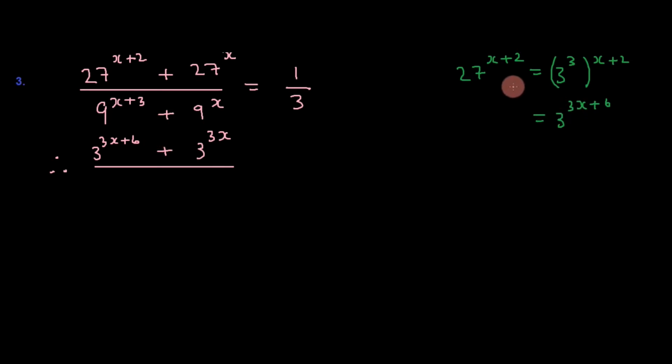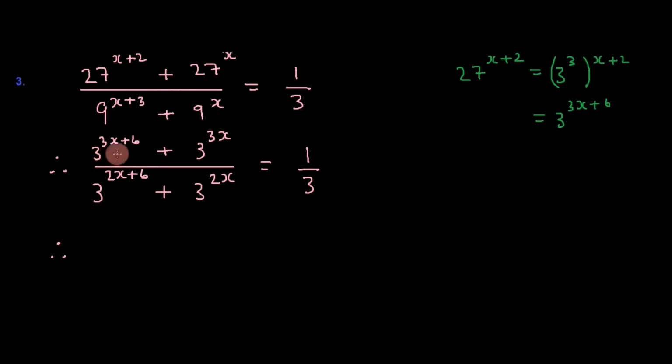Using the same principle as we did over here, we're going to rewrite 9 to the x plus 3 as 3 to the 2x plus 6, because 9 is 3 squared. And 9 to the x we can write as 3 to the 2x. And this is of course all equal to a third.